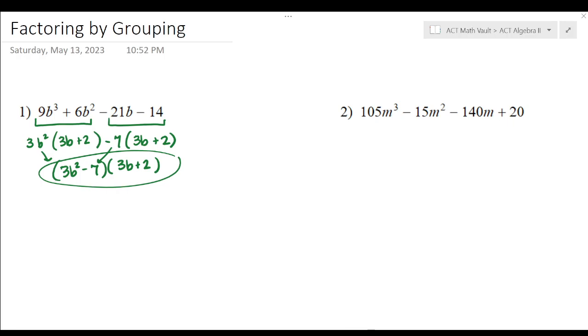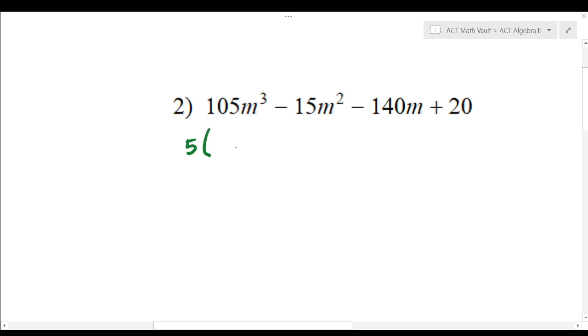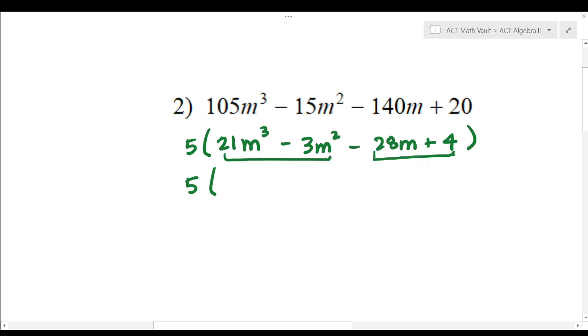Now for number 2, same thing, but we have a GCF that can come out. I can tell because everything is divisible by a 5. So take 5 out of everything first. This is a little bit harder. When you do that, so 105 divided by 5 is 21. Then we get m cubed minus 3 m squared minus 140 divided by 5 is 28 m plus 4. Now I can drop this 5 down and do my factor by grouping.